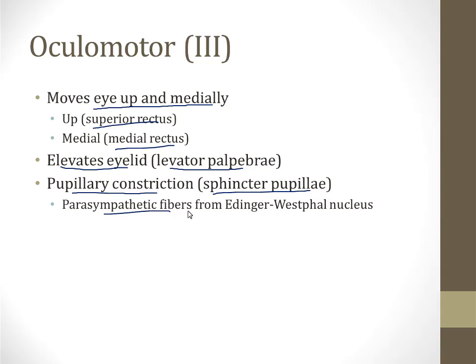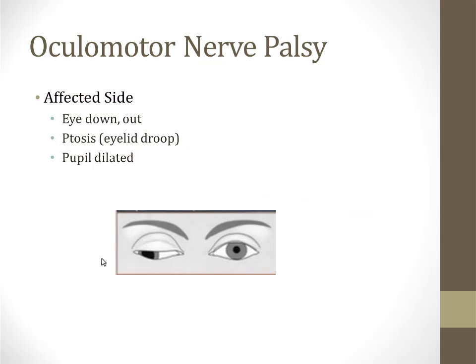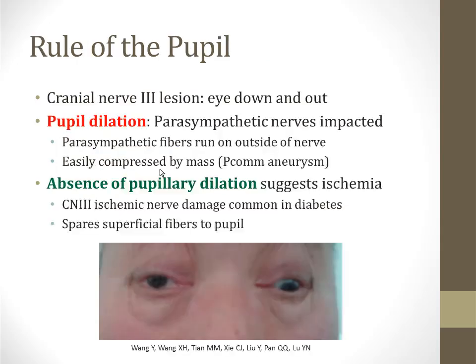However, parasympathetic fibers from the Edinger-Westphal nucleus travel with the oculomotor nerve, and therefore when there is damage to the oculomotor nerve, there can also be damage to these parasympathetic fibers, and that can be a problem for pupillary constriction. So if you understand that, it's very easy to understand what an oculomotor nerve palsy looks like. On the affected side of the body, the eye will be down and out as shown in this picture. There will be ptosis, which is eyelid droop, and the pupil may be dilated. When a patient presents with a third nerve palsy, it's very important to determine whether or not the pupil is dilated. This is called the rule of the pupil.